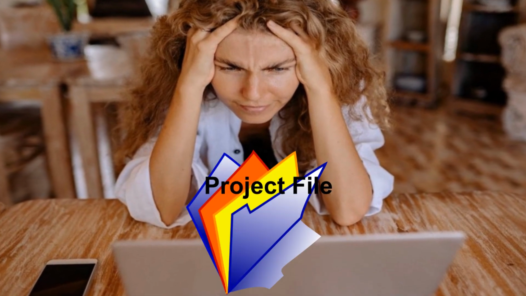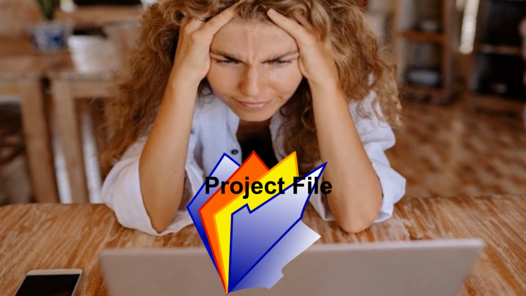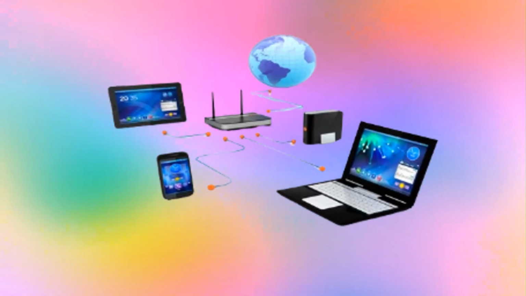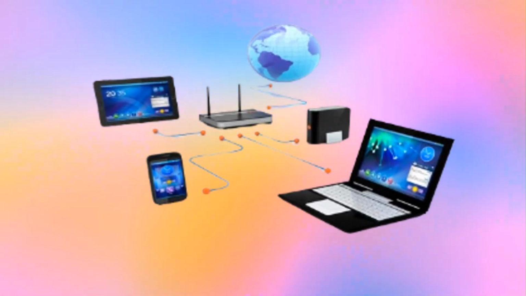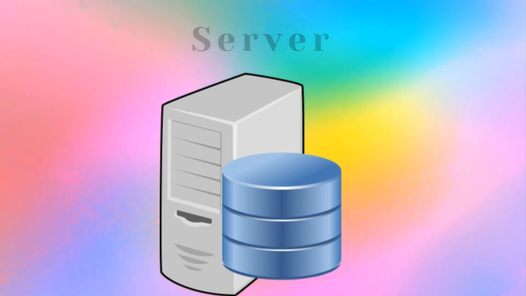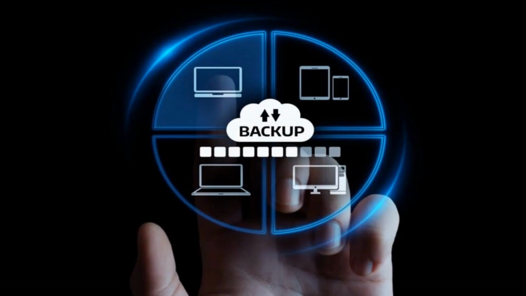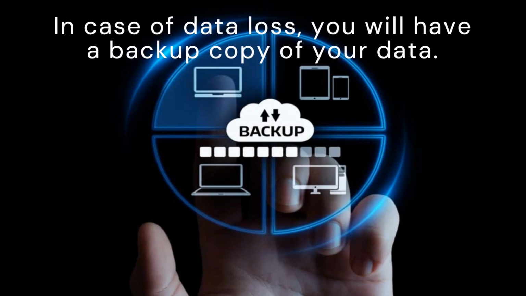What if you accidentally delete one of your project files from your individual computer in the network? Do not worry. In computer networks, the data is stored on a central computer, known as the server. The server keeps a backup file of everything that we store in it. So, backing up data is also a benefit of computer networks. In case of data loss, you will have a backup copy of your data.